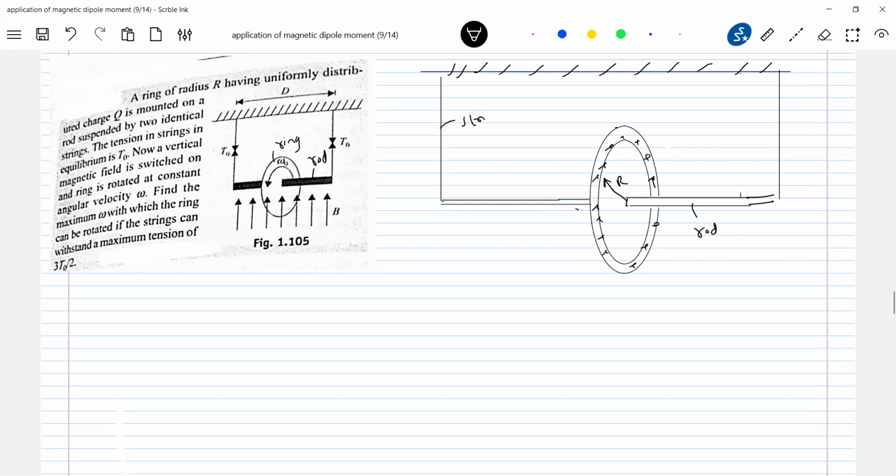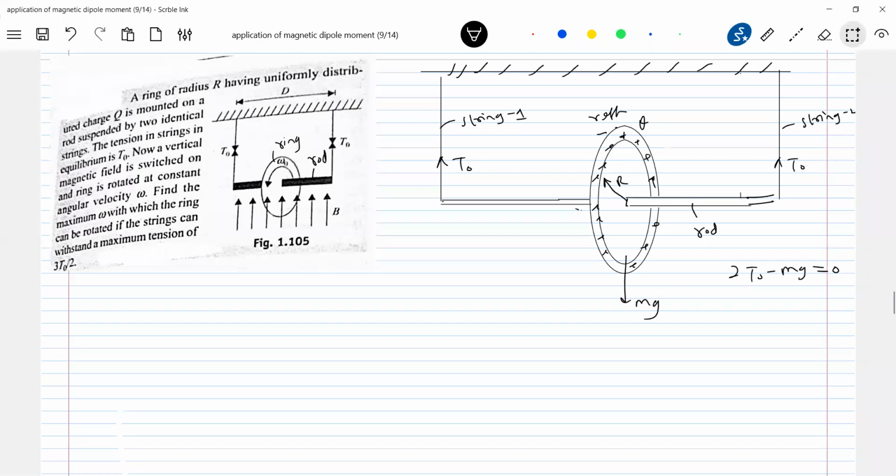So there is string 1 and string 2. These are the overall things, and the total charge on the ring, let it be Q. Initially it is at rest, not rotating. The other things are the tension and the weight mg. Let the initial tension be T naught in each string, so 2 T naught minus mg equals 0 for equilibrium.